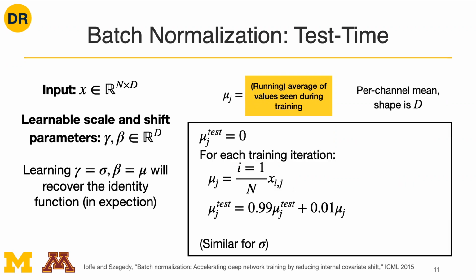So here is some pseudo code. You can have mu during testing to be 0. And then during the training, you are updating the new value. This is what I meant by running average.